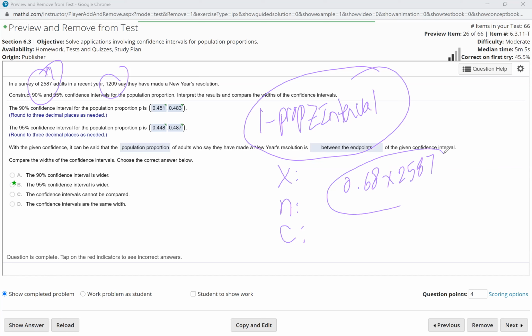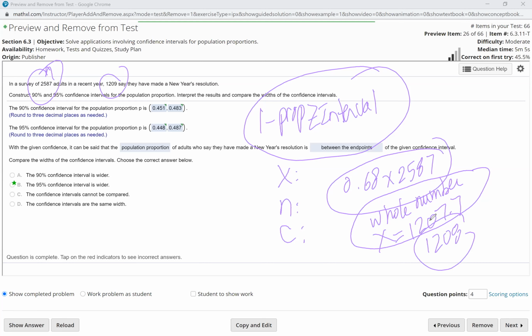And you make sure that this is a whole number. If it is not, you round it to the nearest whole number, because the calculator will not accept X unless it is a whole number. So if you get, for example, X to be 1207.7, round it to 1208. Otherwise, if you enter 1207.7, the calculator will not progress from there. Okay.